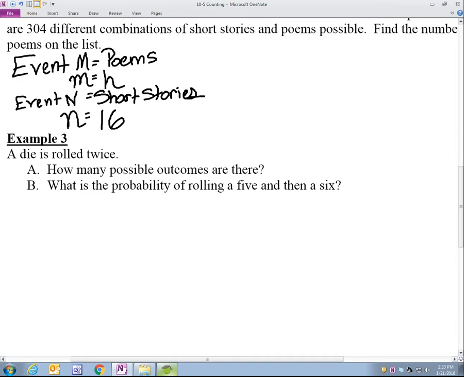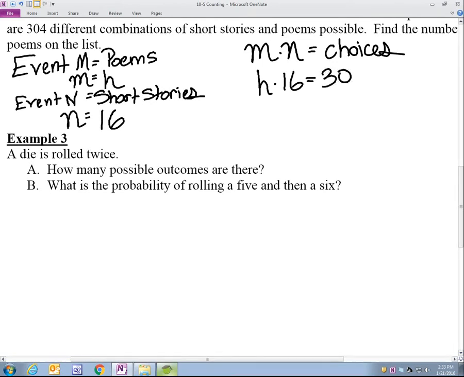Now I have to go ahead and substitute. I have my lowercase m multiplied by my lowercase n equals the number of choices. Let's substitute in. We have m, which is H. We have n, which is 16. We have the number of choices, which is 304. And I'm going to rewrite that as 16H because that's how we've done it all year with solving equations. So 16H equals 304. This is the inverse operations that you guys loved so much first quarter.